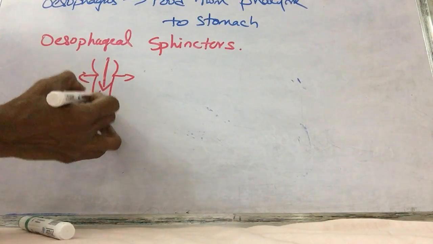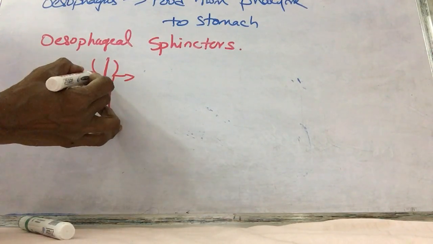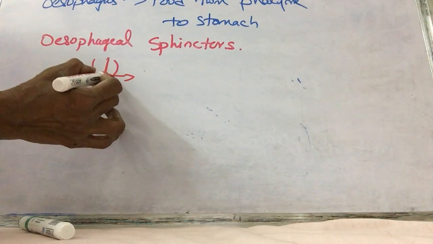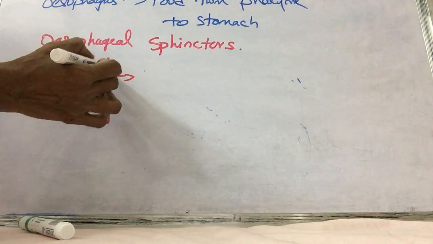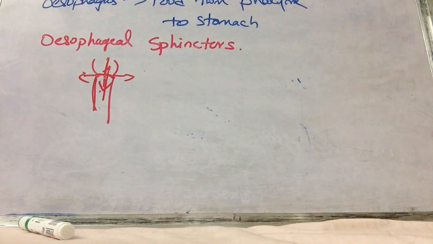And as soon as the bolus of food enters into the esophagus, this upper esophageal sphincter is closed so that the food bolus is not regurgitated back into the pharynx. That is the main function of the upper esophageal sphincter. Whereas lower esophageal sphincter remains tonically contracted. It relaxes only when the food from the esophagus enters the stomach. Therefore, it prevents the reflux of food back into the esophagus.